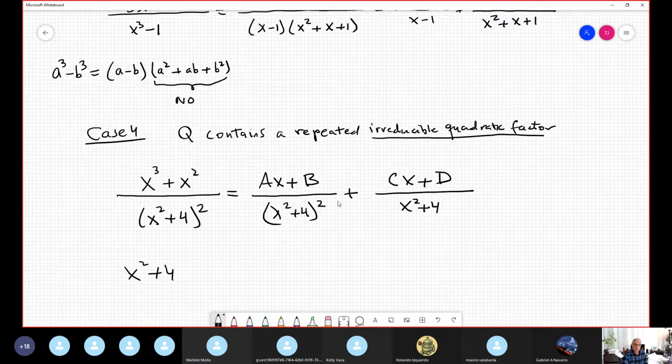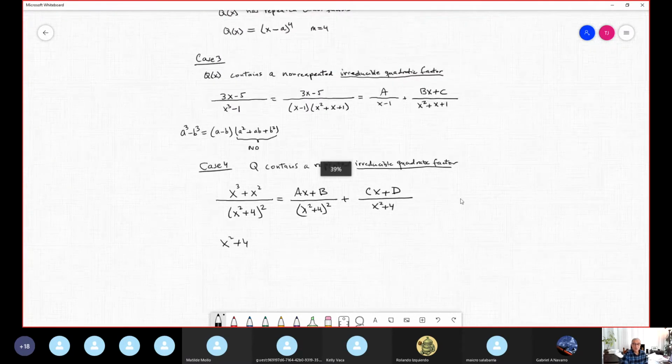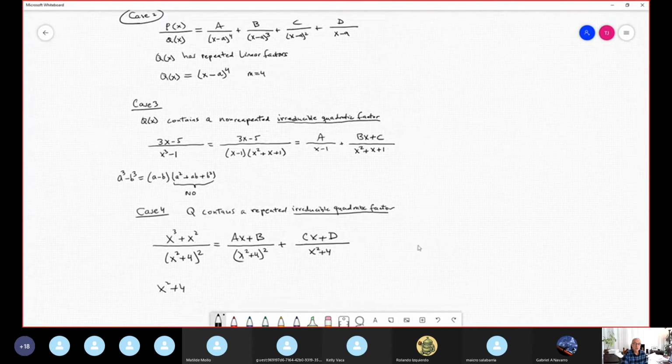So now you are aware that we have 4 scenarios. The most popular is the first one, no? And the second, when it's real, linear. When it's irreducible quadratic, maybe, yes, in calculus 2. Case 3, case 4, never. But we cover everything together now. Okay, any questions so far? What part is confusing? What part is weird?